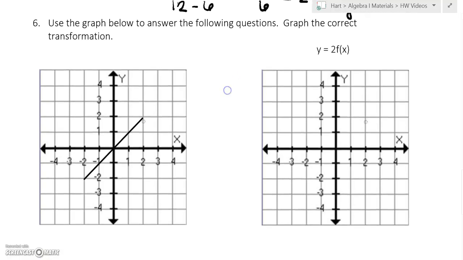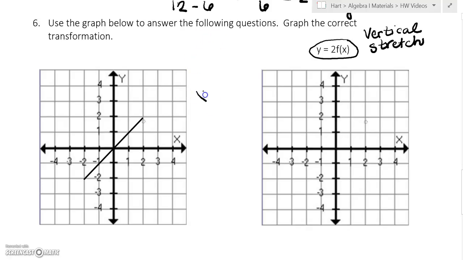Okay, next one, use the graph below to answer the following questions. Graph the correct transformation. So they gave us y equals 2f of x. So this, if you looked on your foldable, since it's outside of the parentheses, we know it's vertical, because all the horizontal ones are inside parentheses. And then since this is a number that's greater than 1, it's a stretch. So that means the y values are going to get bigger.